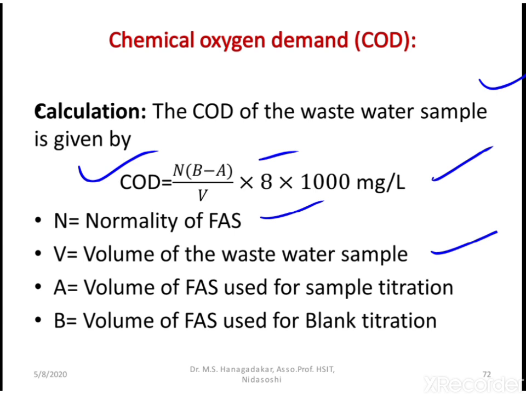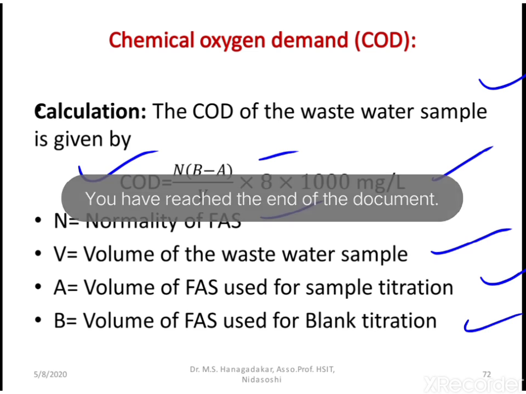Then what is the A value? A is the volume of FAS used for the sample titration, and B is the volume of FAS used for the blank titration. With this calculation, we calculate the chemical oxygen demand of the wastewater sample. So with this, I conclude video lecture number 5 on the determination of chemical oxygen demand.